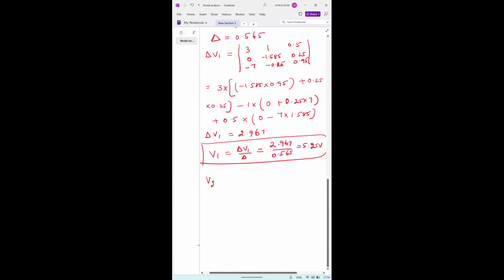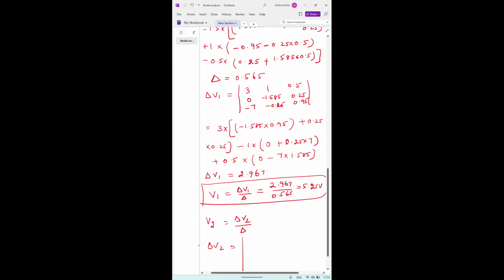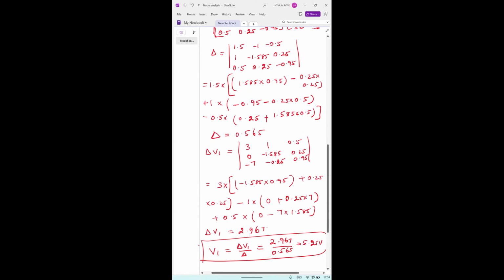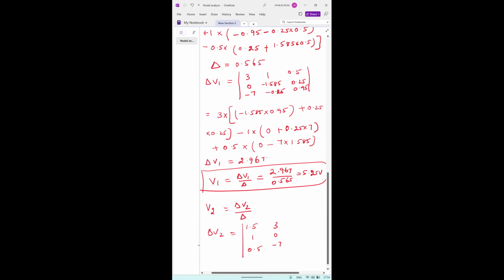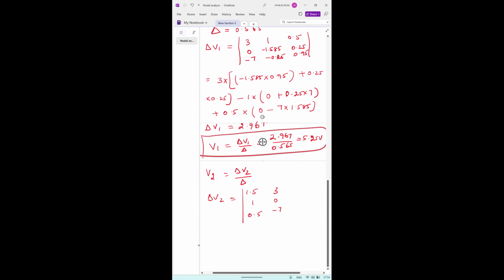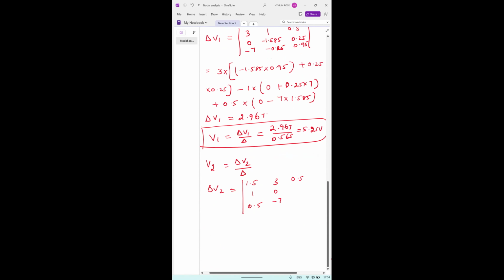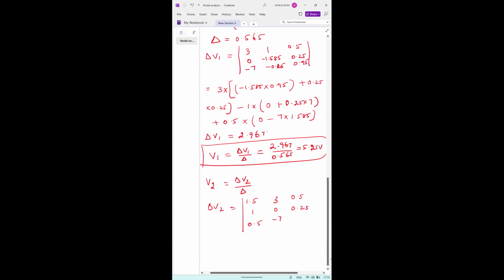Then we have to find V2. So for that we need del V2 by del. So what is del V2? You have to replace the second column of the determinant by the right hand side. So 1.5, 3, then 0.5, 0.25.